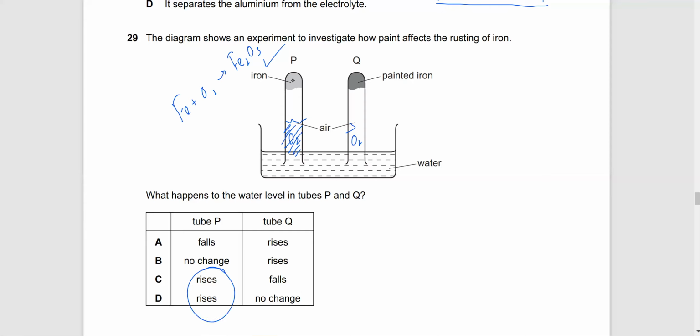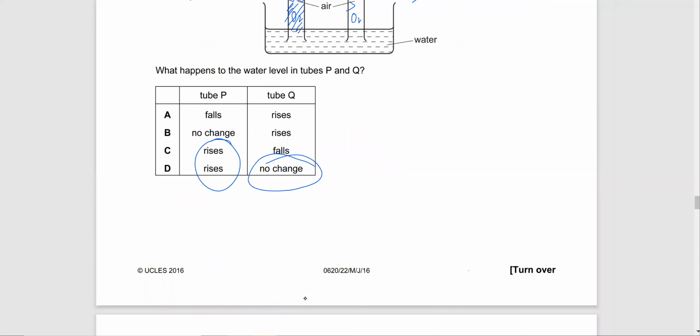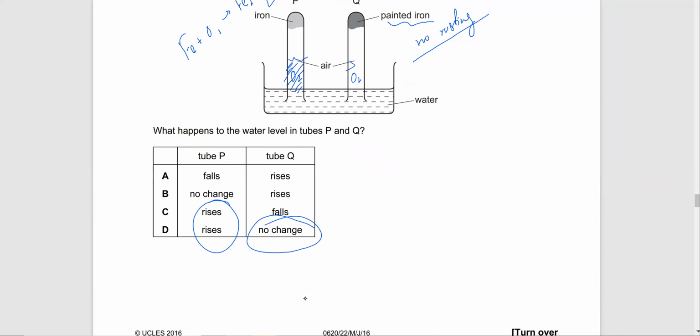So in tube P the water level is going to rise but since the iron nails are painted no rusting happens over here and if no rusting happens तो air का content वही रहता है so the water level is not going to rise and there's not going to be any change. ठीक है Emma, is this clear?